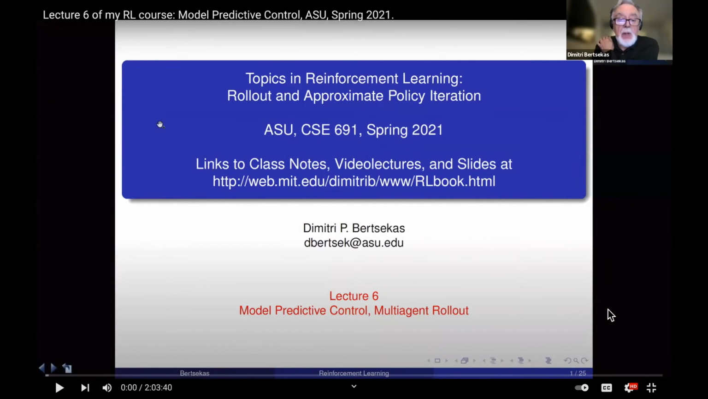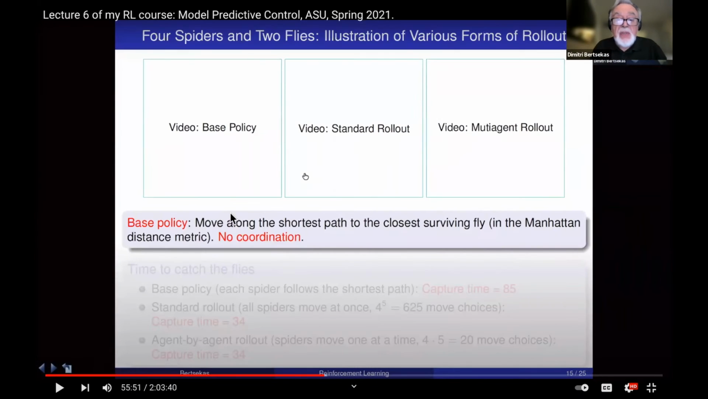Every spider observes where every other spider is, and knows the location of the flies. And also there is this assumption of one action at a time, one spider at a time, whereby each spider learns the moves of the predecessor spiders in the order, and assumes that the choices of the following spiders in the order are going to be made according to the base policy. Okay, so this is the video that I'm going to show you, and I'm starting it now.